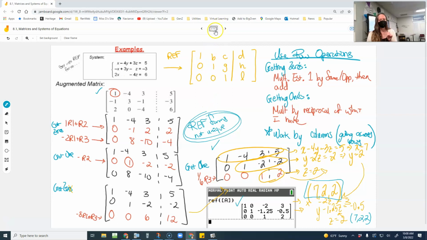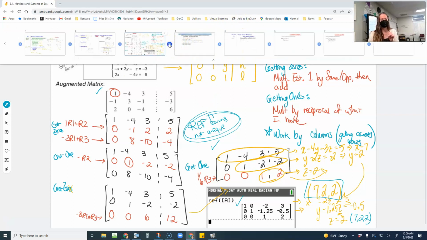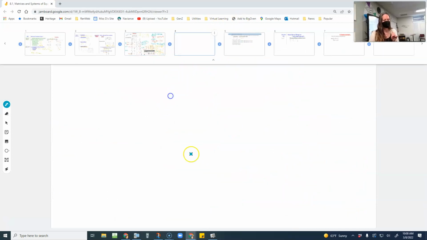Man, I don't really have space on here. I don't want to make it super messy. I will install a page and then I will delete a page.